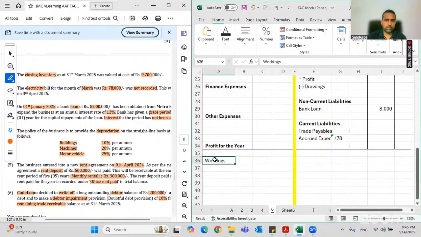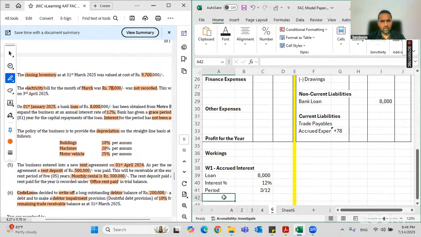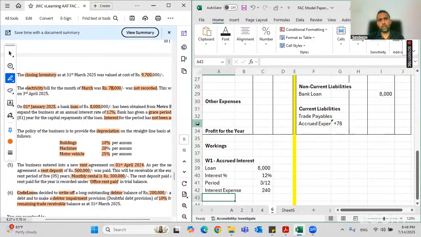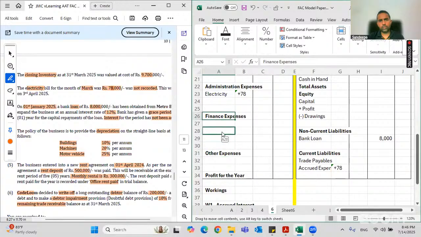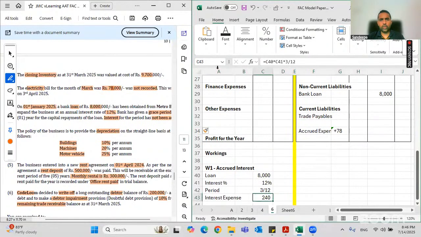For that, let us do a working. Working number 1, accrued interest. The loan balance is 8,000. Interest rate 12%. Period 3 months. Then how much is the interest expense? 8,000 into 12% into 3 divided by 12, 240. Okay, 240 is the answer.